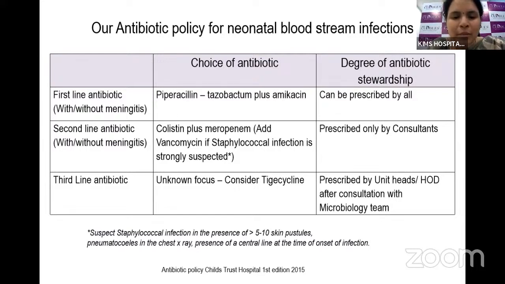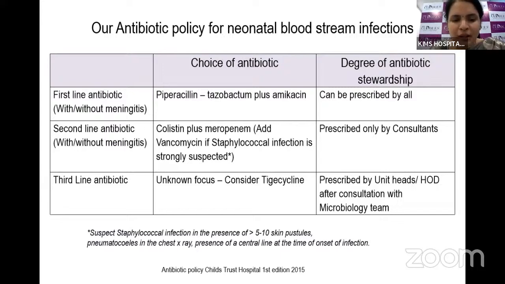So at the level of carbapenem or at the level of colistin, the decision is always something that needs to be endorsed by the consultants. Now, one needs to add vancomycin if there are clinical features of staphylococcal infection that are strongly suspected or strongly evident in the form of pustules, skin infection, or the presence of pneumatoceles in the X-ray, or one may consider it if the baby has had an indwelling central line like a PICC line for a long time.